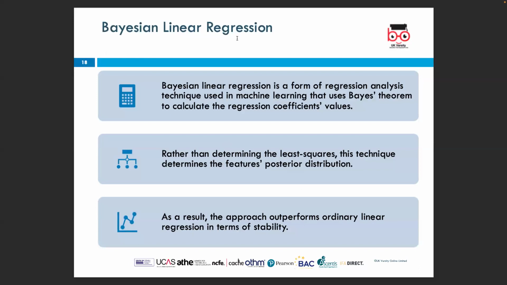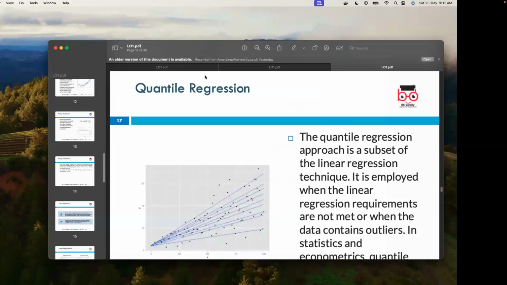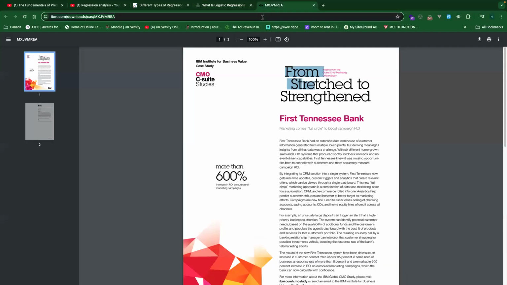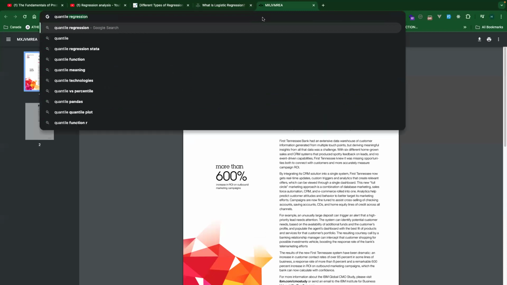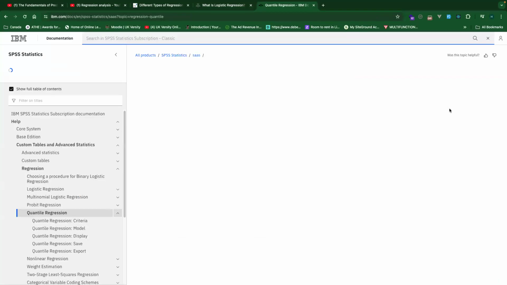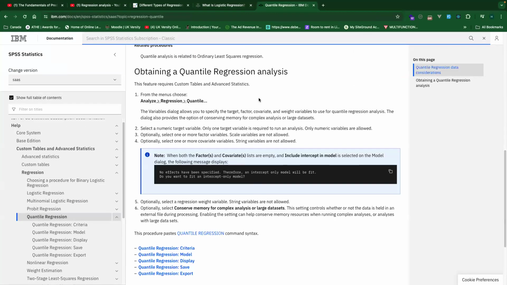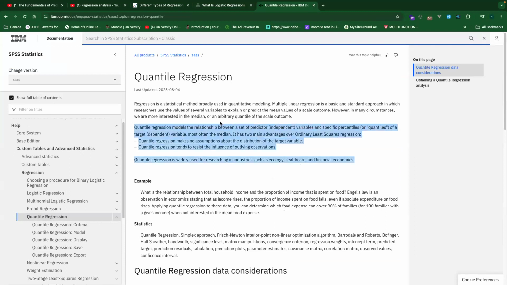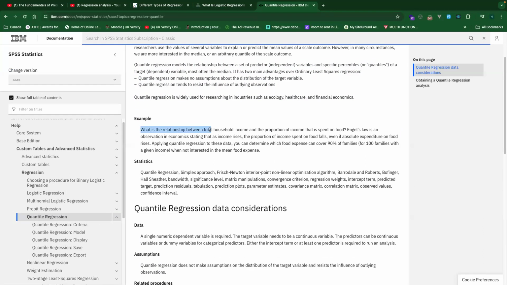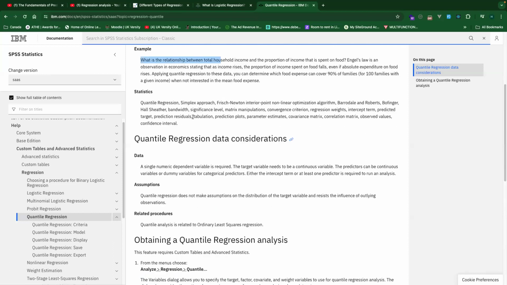And then we have Bayesian linear regression. So let us quickly look at what this quantile regression means, in more detail. All this is literally for your assignments, so you can use all these websites as reference for your assignments. We have a good example of quantile regression. Let's just read through it.